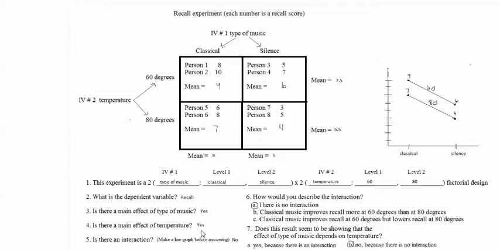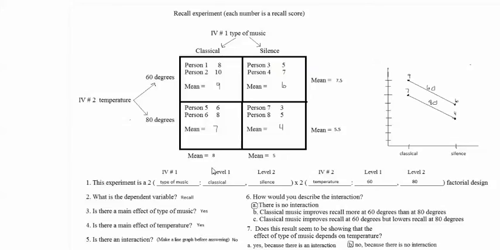Is there a main effect of temperature? To find out, we have to compare the mean of all 4 people who were in a 60-degree room and the mean of all 4 people in the 80-degree room and see if they're the same number. They're not the same number. So yes, there is a main effect of temperature because the mean at 60 degrees was higher than the mean at 80 degrees. The 4 people who were in a 60-degree room did better than the 4 people who were in the 80-degree room. So yes, there was a main effect of temperature.